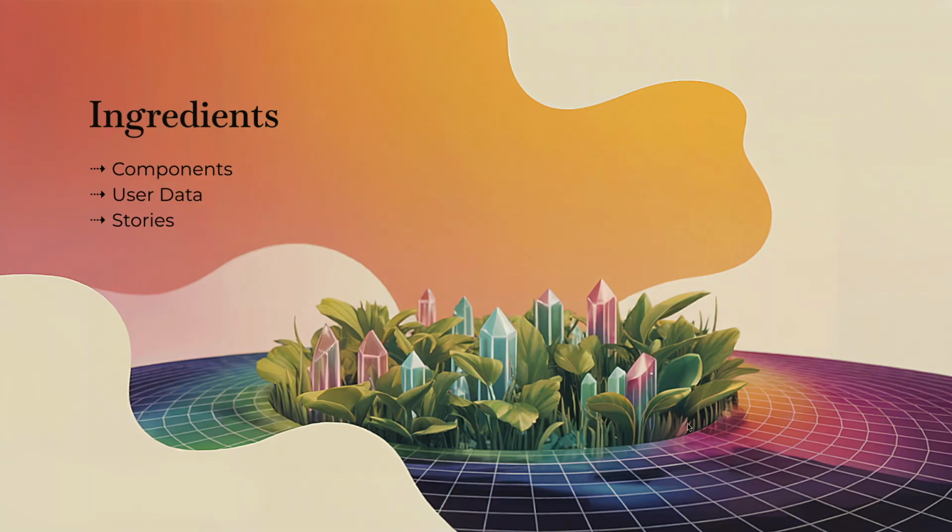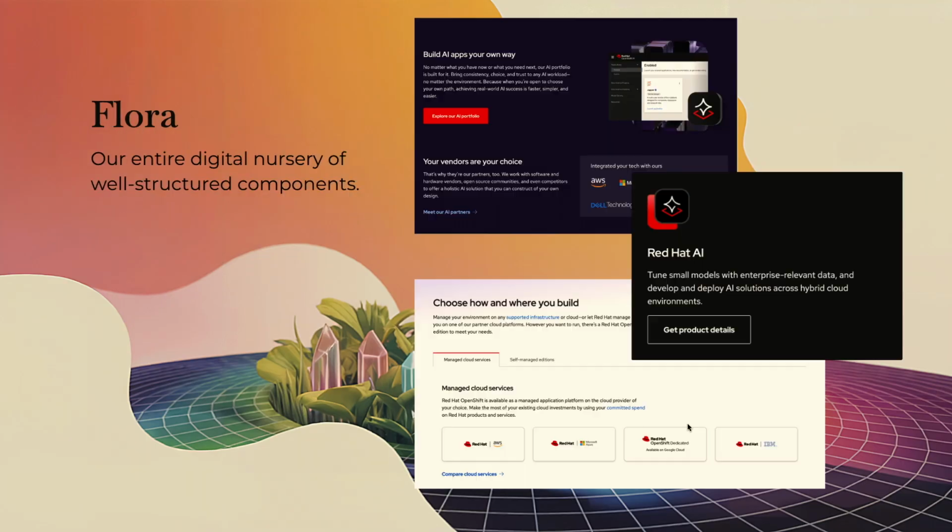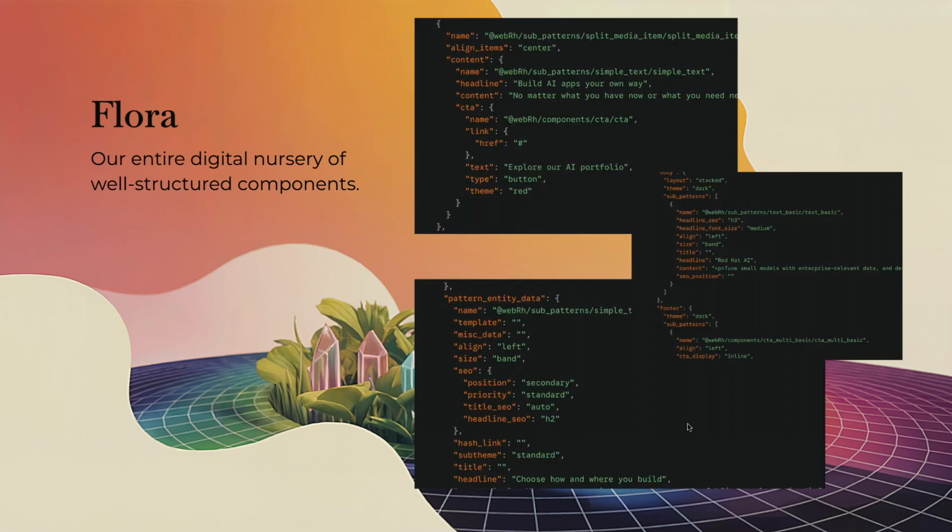We have our ingredients: we have our components, we have our user data, and then we have our stories that marketing wants to tell. In our garden metaphor, our components are the flora, the plant life that's growing up in our garden. They're created by real people, and they're the content that our user bees are on our site to explore. And they're easily broken down into JSON, so we have them in code that we can move around and work with.